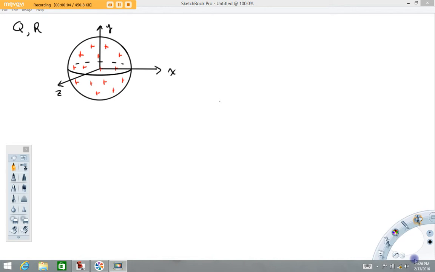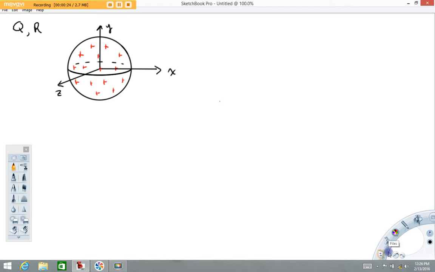The purpose of this video is to demonstrate how to apply Gauss's law in cases that have spherical symmetry. So in this example, imagine we've got a total charge Q distributed uniformly throughout the volume of a sphere of radius r. And what we're going to do here is investigate what the electric fields look like both inside and outside that sphere.